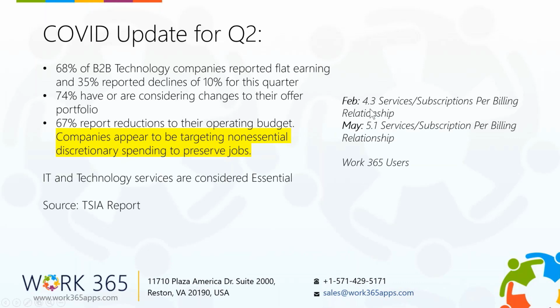So back in February, basically, we saw about 4.3 services or subscriptions per billing relationship. In May, that number's jumped up to about 5.1. What that means is that most users of Work 365 are adding additional services, maybe an additional SKU to help potentially with the needs of the companies at that time, right? So we saw a big shift in companies moving to using Teams, and a lot of this could be the business voice services that were added. All right.